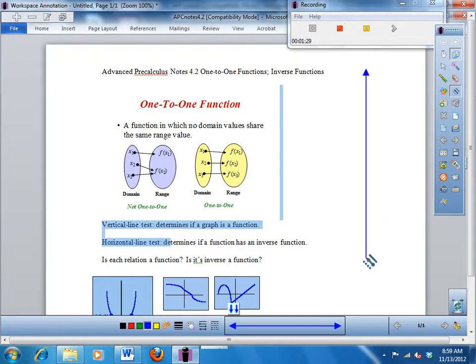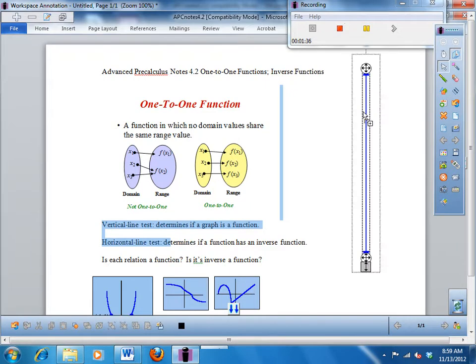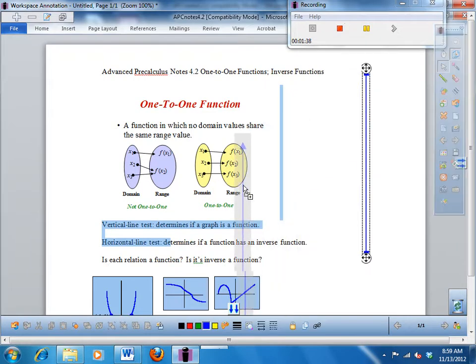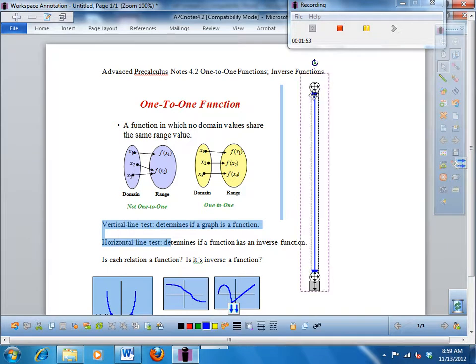Here's a line, good. And I take a vertical line, and I can slide it. And if something passes the vertical line test, meaning it only crosses that line once, then it is a function. Are these functions? Yes. Is this a function? Yes. Is this a function? Yes. But if I take this vertical line and I spin it, watch this.